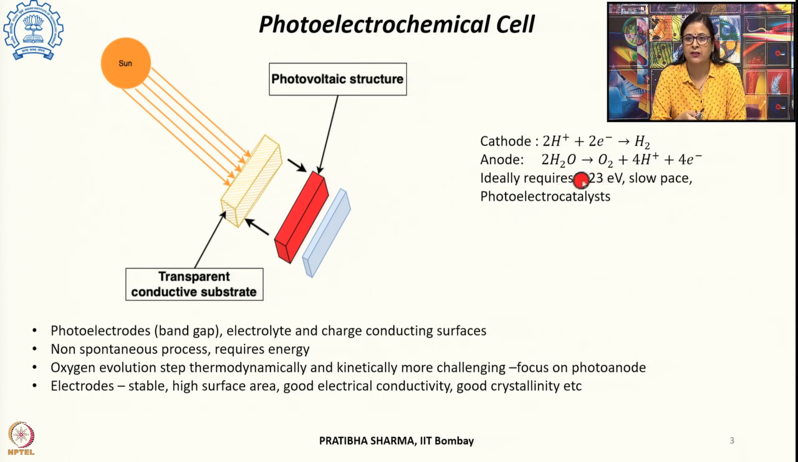Now typically this reaction requires a voltage of 1.23 electron volt, but even when this much energy is being supplied for the required reaction, the reaction occurs at a slower pace. So it has a higher activation energy, and even if this much energy is being provided, it will still take place at a slower pace. So for enhancing the rate of the reaction, photoelectrocatalysts are required.